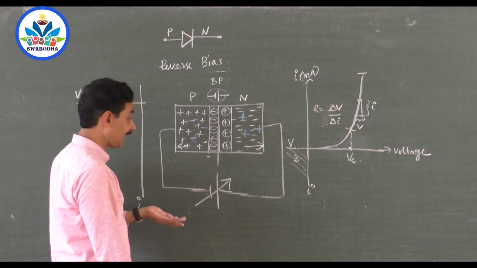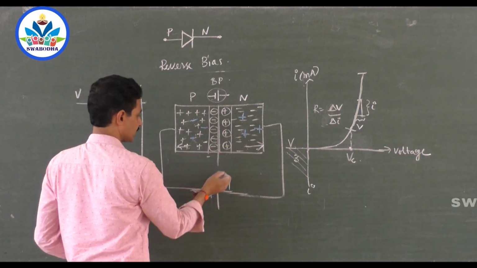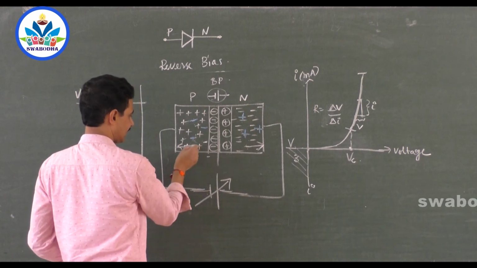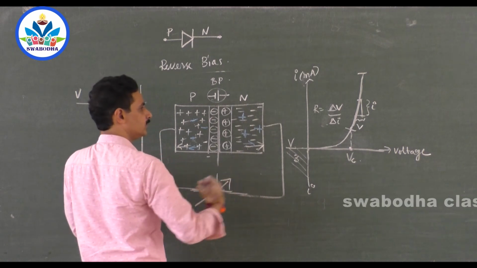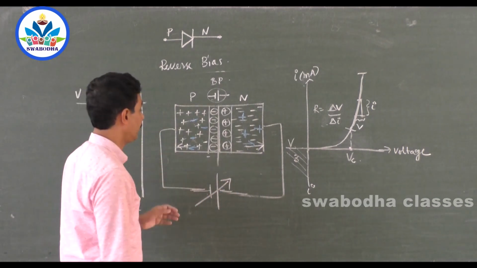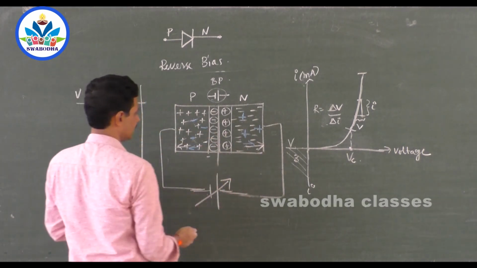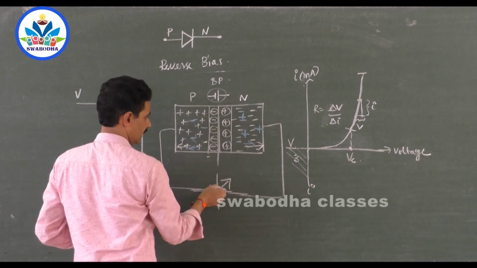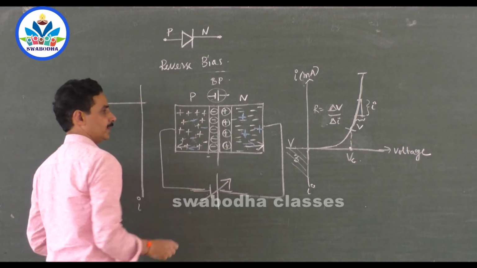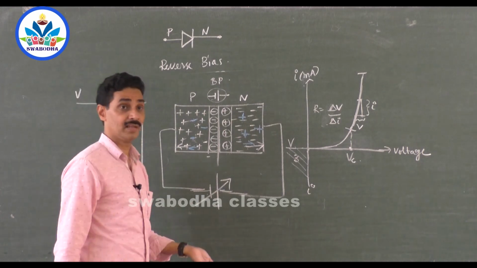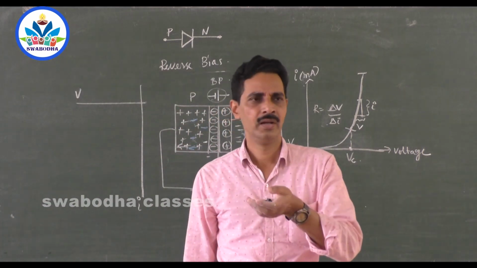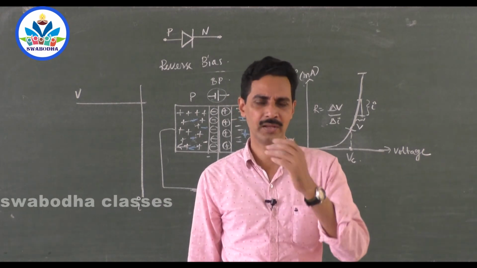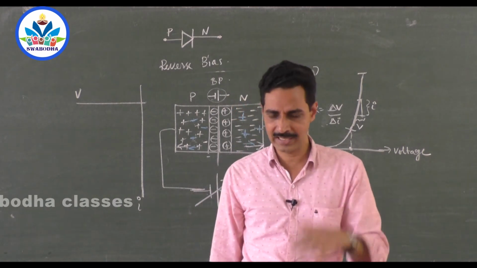So majority carriers can't move. They can't move across the junction because this minus is attracting positive charges to this side, and this positive is attracting them, so they are trying to move away. That doesn't produce current. But minority carriers can cross the junction. These negatives can move here, these holes can move here, but they are only minority. How much current will they produce? A very, very small amount of current, because the number of minority carriers is very, very less compared to the majority carriers.